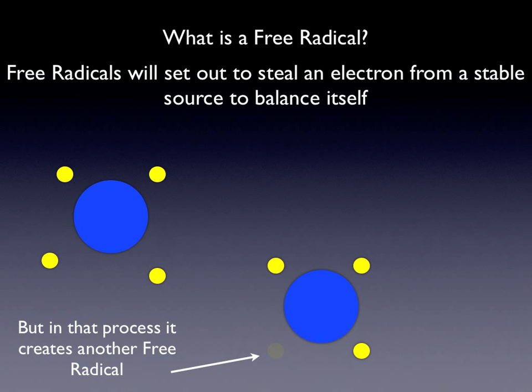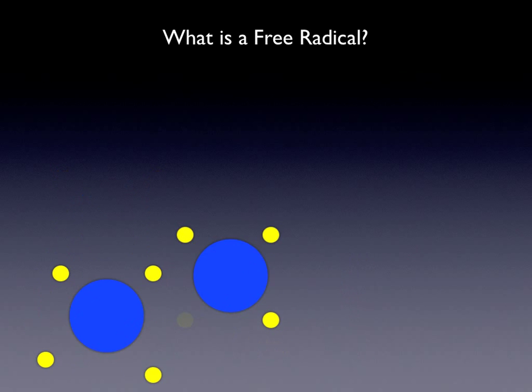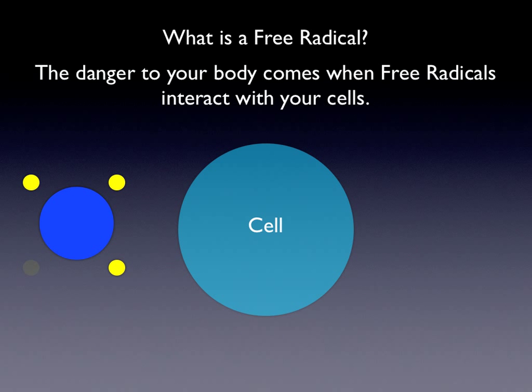But in this process, we get a chain reaction and a vicious cycle where the free radical is seeking to find this electron to stabilize itself, but it's causing the source that was stable to be unstable now. So now that has become a free radical and it will set itself out to cause the same thing that just happened to it. So this becomes very problematic to our body when the free radicals interact with our cells.